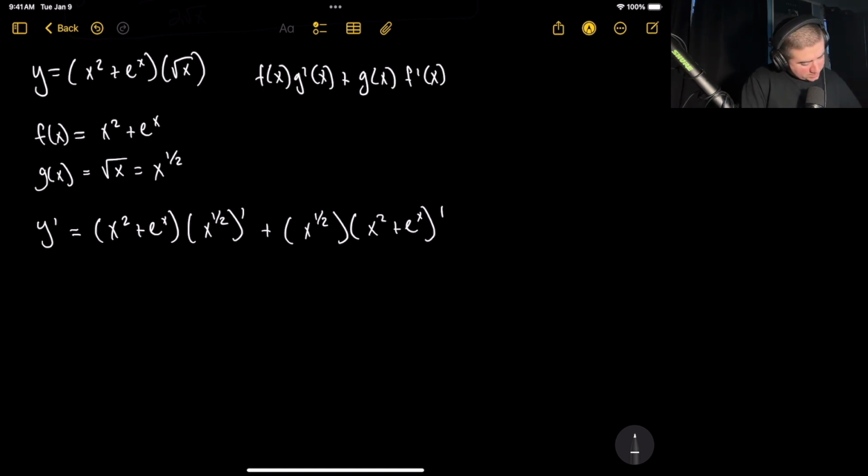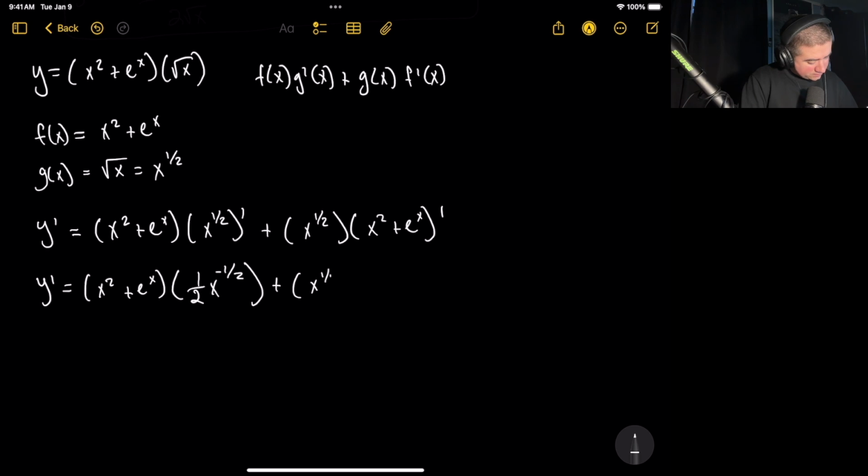All right, so now we'll take the derivative and simplify. Here we'll just have x squared plus e to the power of x, and the derivative here is going to be half times x to the power of negative 1/2, and then plus x to the power of 1/2 times 2x plus e to the power of x.